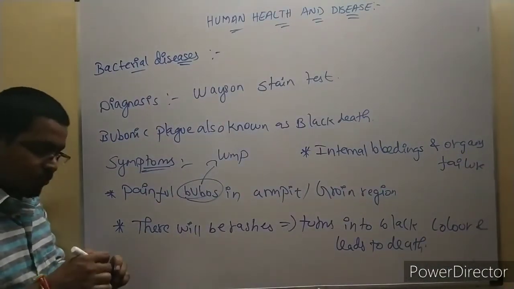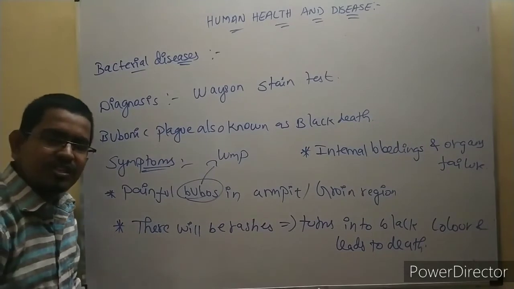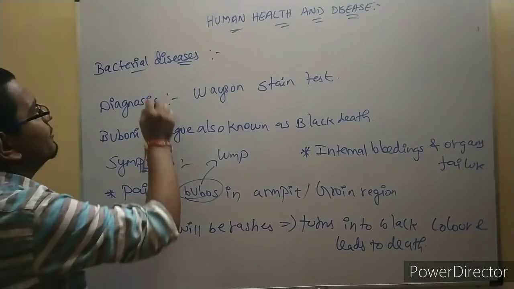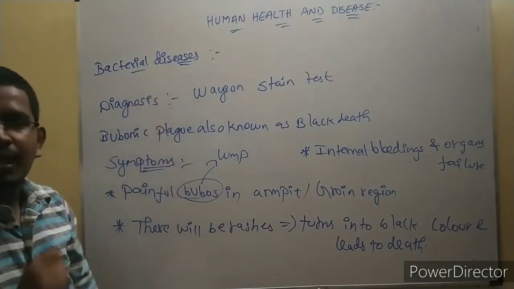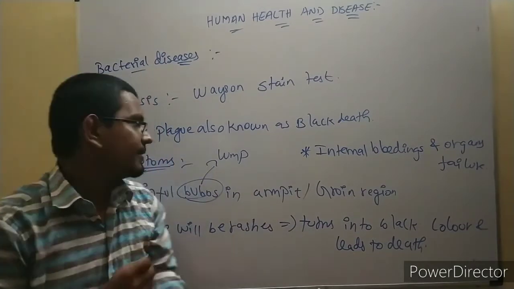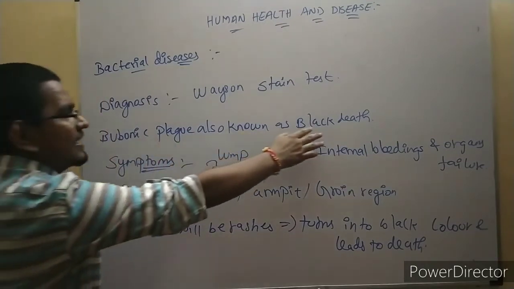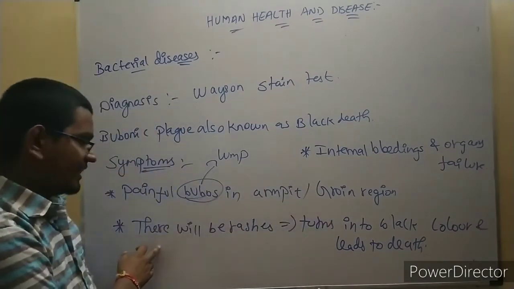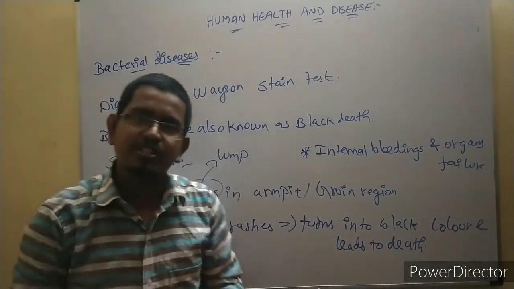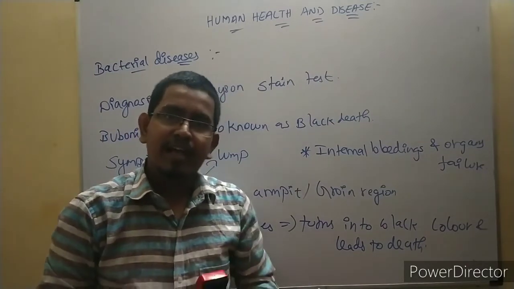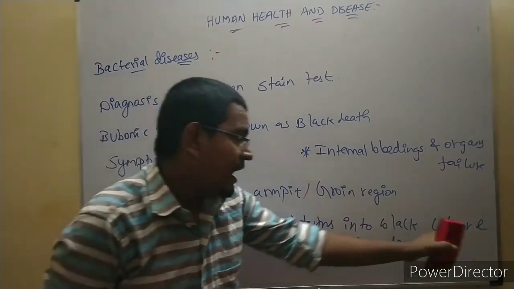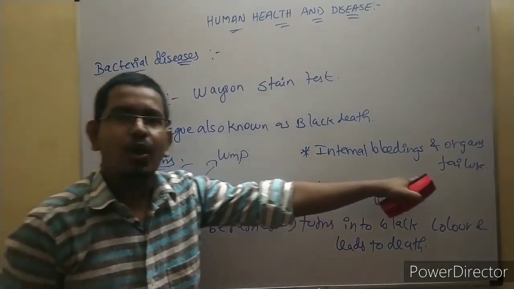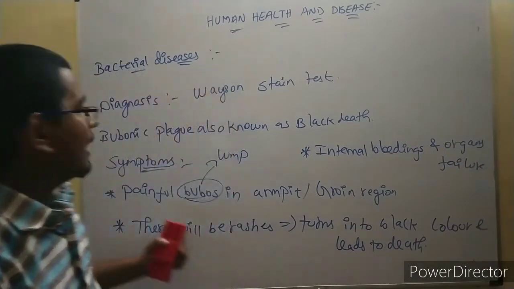Then what is the diagnosis? Once again, we will revise this one. What is the diagnosis test? Wilson's stain test. If this test becomes positive, then you are suffering from the bacterial disease known as bubonic plague, also known as black death. What are the symptoms? Painful bubos in the armpit or groin region. There will be rashes in your body, which will turn black after a certain time, and lead to death. And the third symptom is internal bleeding and organ failure. It will happen in bubonic plague.